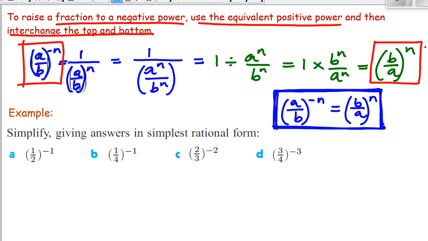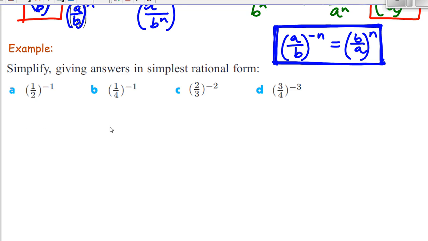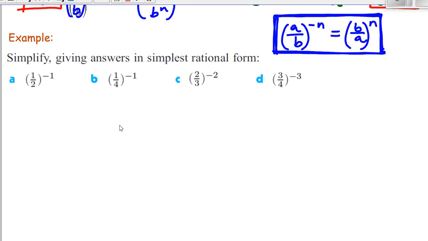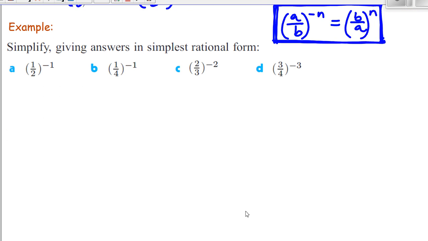Okay, so let me start by working out these questions here. Now here, remember what we said: we are going to use the equivalent of the positive power, and get the reciprocal of this fraction, that is, interchange the top and the bottom.